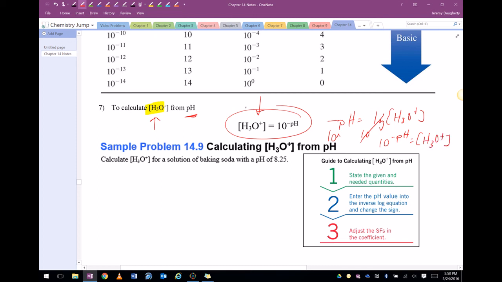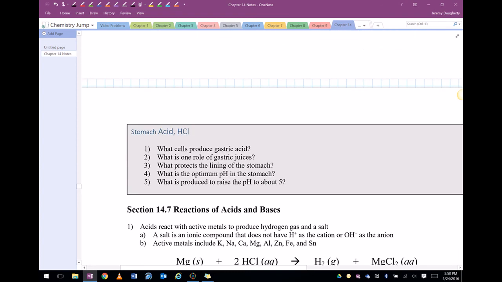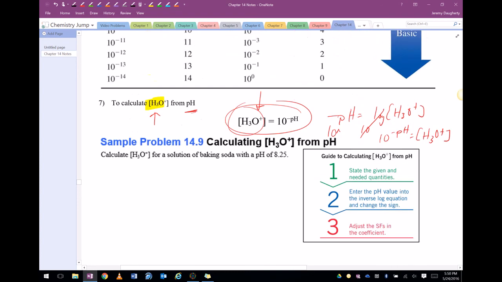So if I want to know the concentration of the hydronium ion, I can use the pH. And the same is true for the pOH. If I want to know the concentration of the hydroxide, I can say 10 to the negative pOH is the concentration of the hydroxide. But go and look at all those video problems and you'll figure it out.